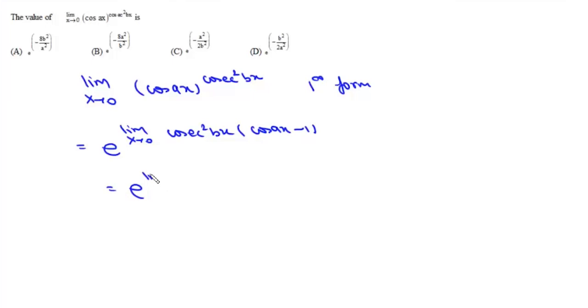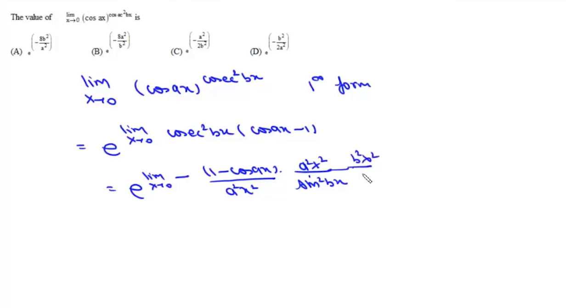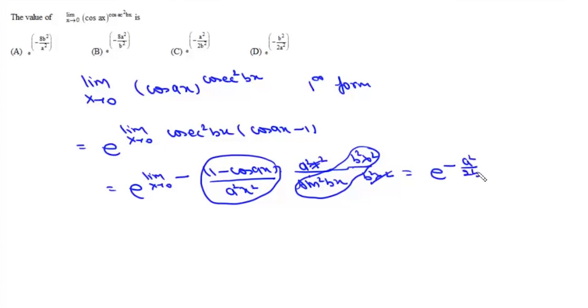Now we'll write this as limit x tends to 0 minus, and then we'll write this as (1 minus cos ax) into 1 upon sin square bx. Now we'll multiply and divide it with a square x square, and here we'll multiply and divide it with b square x square. Now this is a standard limit, which is 1 by 2, and this is a standard limit, which is 1, and x square will cancel. So the answer to this limit will be e to the power minus a square upon 2b square, and that's your option C.